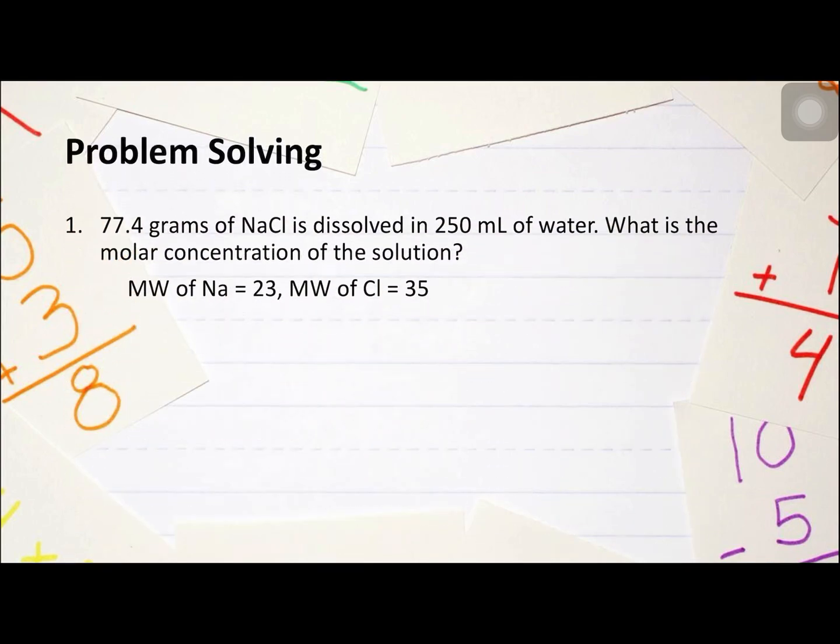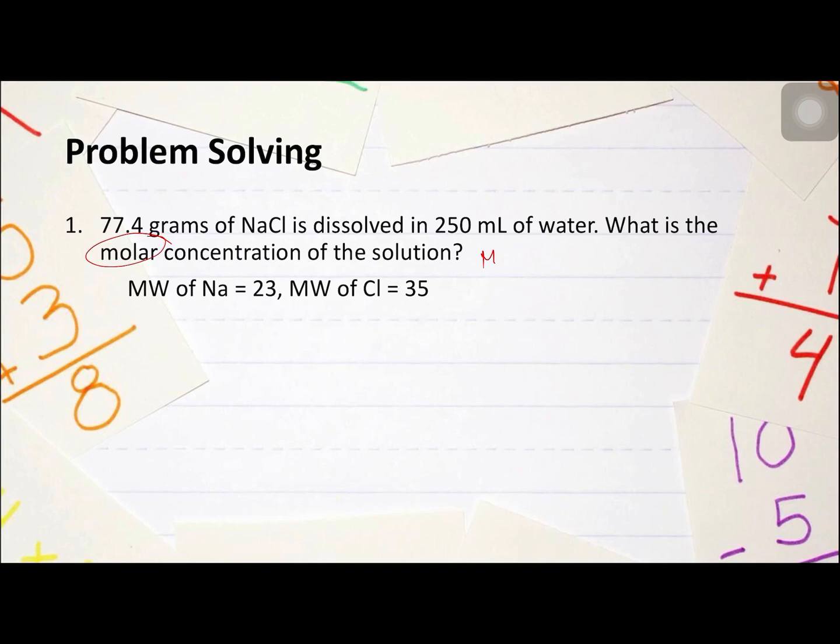Now let's try one problem and I will leave all the rest to you. So number 1, we have 77.4 grams of sodium chloride, which is dissolved in 250 ml of water. What is the molar concentration of the solution? Now, ladies and gentlemen, when we want to compute for the percentage of a solution, the first thing we have to do, in the problem, is analyze what is being asked. In this case, we are being asked about molar concentrations. Is it small letter m or big letter m? Very good. It is big letter M.